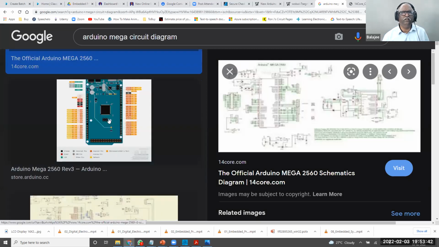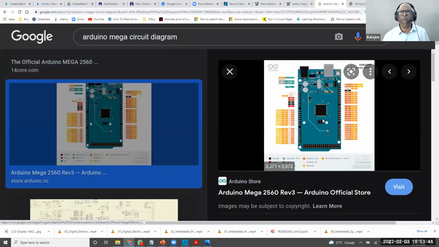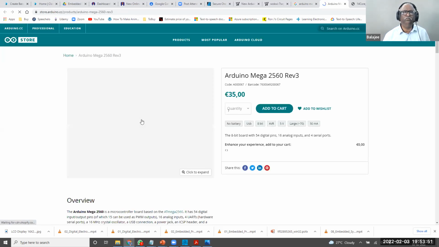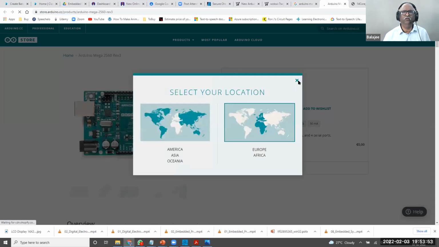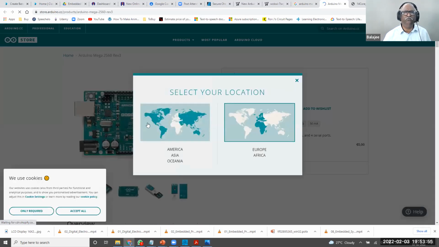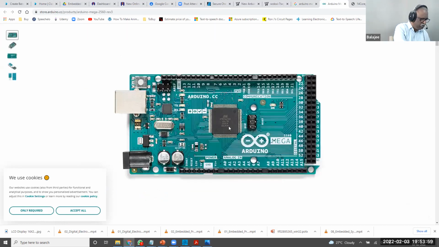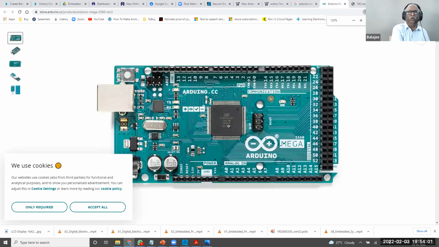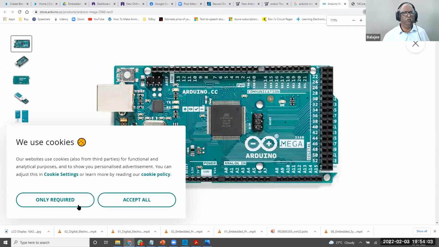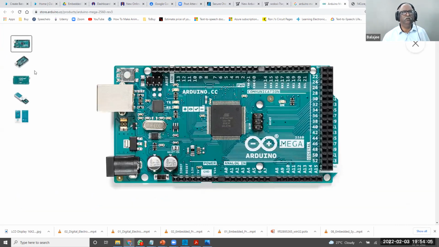This one. They made a board. This is from the Arduino site only, I'm showing the board now. This is the board. So you see that board now. See here. This is the board. Okay. Now these are the connections.